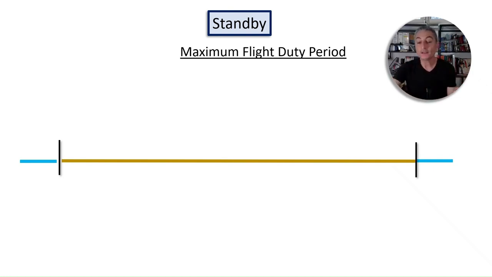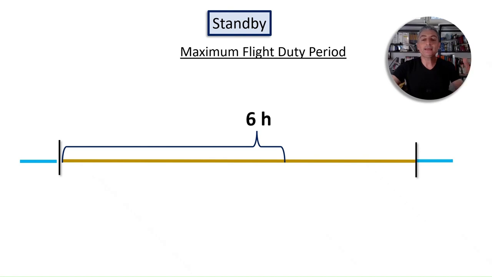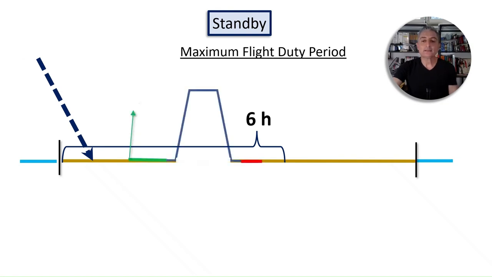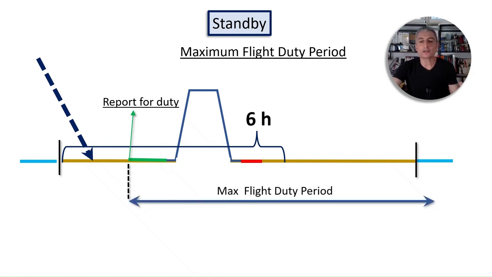From which moment? Okay, we need to identify an area, a time of 6 hours from the moment we start our standby. Let's say we got a call, of course, during this standby, and we start our report for duty within the first 6 hours of our standby. Therefore, our standby is over. Of course, we need to report for duty at some point, and therefore our maximum flight duty period begins exactly at the report for duty as a normal day every day.